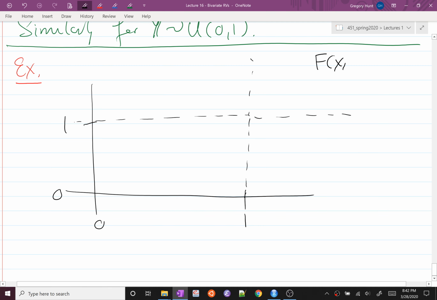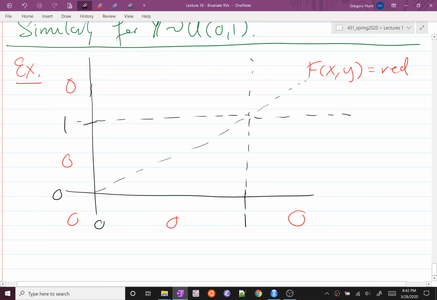So I'm going to write the joint CDF, F(x,y), in red. And we're going to hit 0 everywhere where x or y is less than 0. And we're going to draw a line where x is equal to y. That's supposed to be a straight line. x is equal to y.